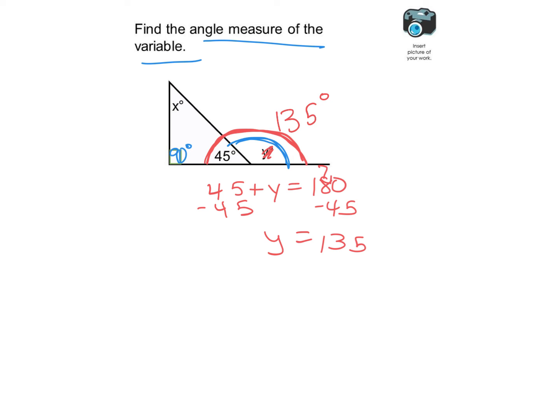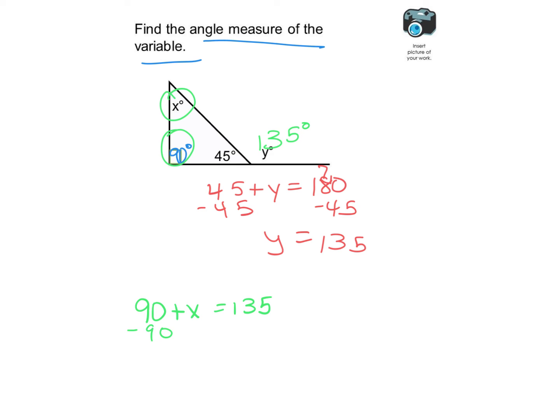So there's two ways I can figure out x at this point. I could figure it out using our new property of exterior angles. I'm just writing it neater, 135 degrees. Because 90 plus x should be equal to 135, because those are your non-adjacent interior angles set equal to the exterior angle. So subtract 90 from both sides. X is equal to 45.